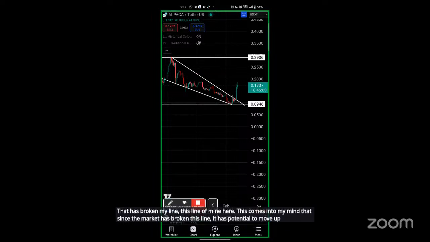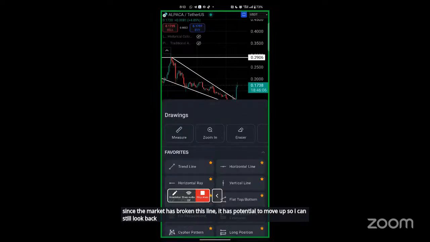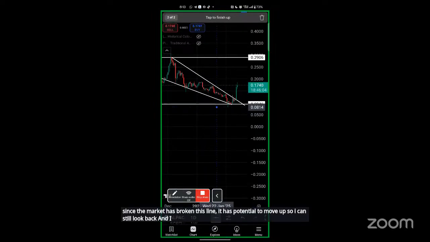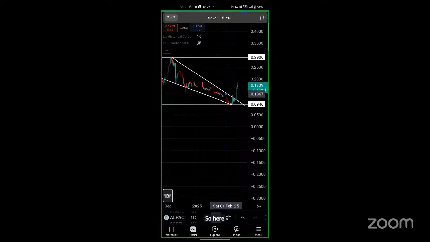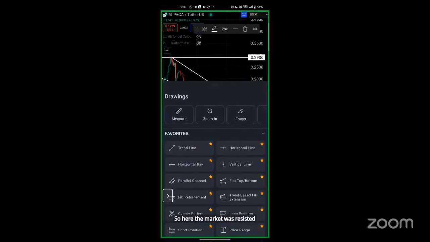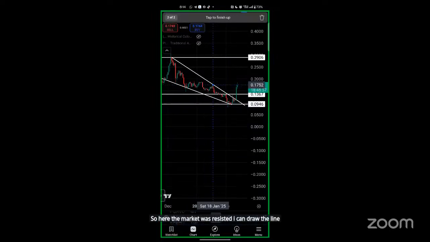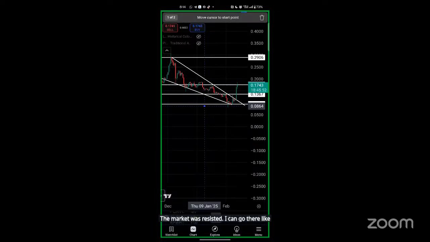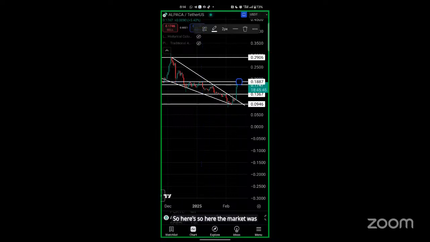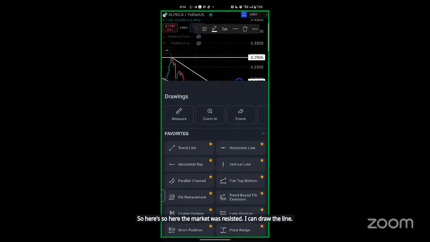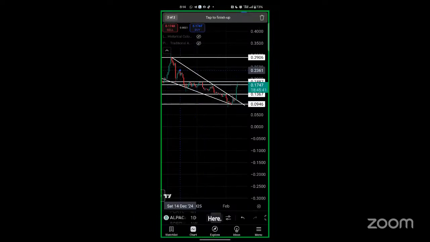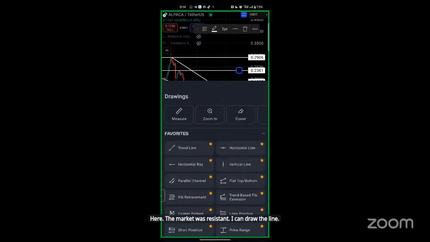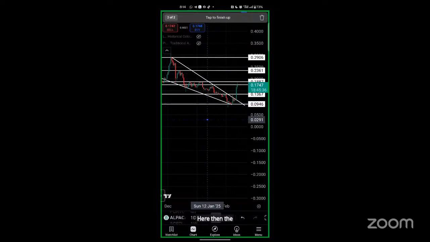So I can still look back and say, okay, here the market was resisted. I can draw the line. Here the market was resisted. I can draw the line. I just draw these lines. Here the market was resisted, I can draw the line. Here the market was resisted, I can draw the line. Then the last one is the other one above.